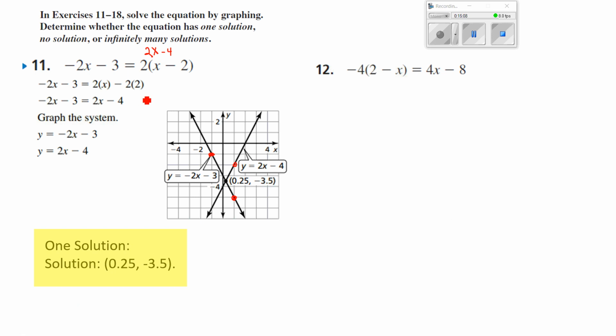So once again, let's work the problem out, putting them equal to each other. So I'm going to go with 2x minus 4 is equal to negative 2x minus 3. I'm going to combine my variables. This is going to be a positive 2x over here and a positive 2x here. And that's going to give me 4x.